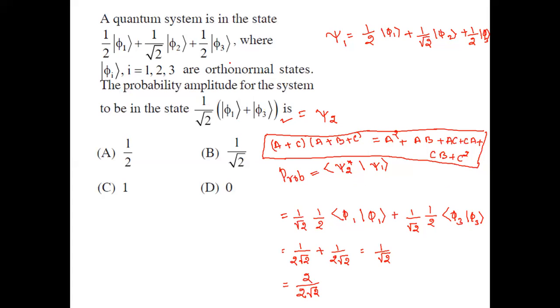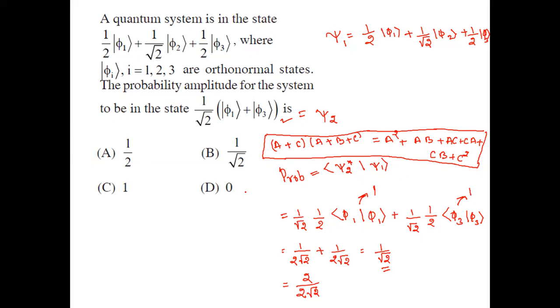Then from the given conditions of orthonormality, the integration of psi star psi, or the expectation value, is equal to 1, and this psi star psi also is equal to 1. Now we are left with 1 by root 2 into 1 by 2 plus 1 by root 2 into 1 by 2. So this will become equal to 2 by 2 root 2, and the 2 gets cancelled. We are now left with 1 by root 2. The answer for this question is 1 by root 2.